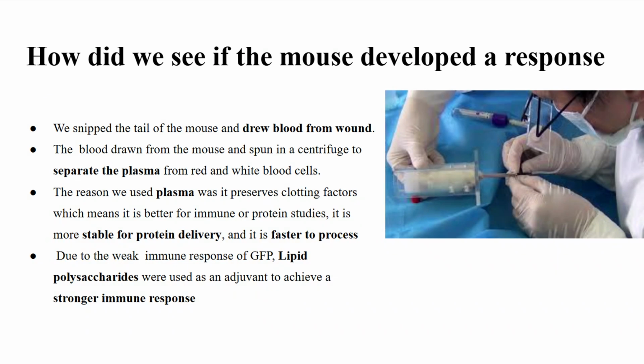So, how did we see if the mouse developed a response? We snipped the tail of the mouse and drew blood from the wound. The blood drawn from the mouse was spun in a centrifuge to separate the plasma from the red and white blood cells. The reason we used plasma was to preserve its clotting factors, which means it was better for immune and protein studies. It's more stable for protein delivery and is faster to process. Due to the weak immunogenicity of GFP, lipopolysaccharides were used as an adjuvant to achieve a stronger immune response.